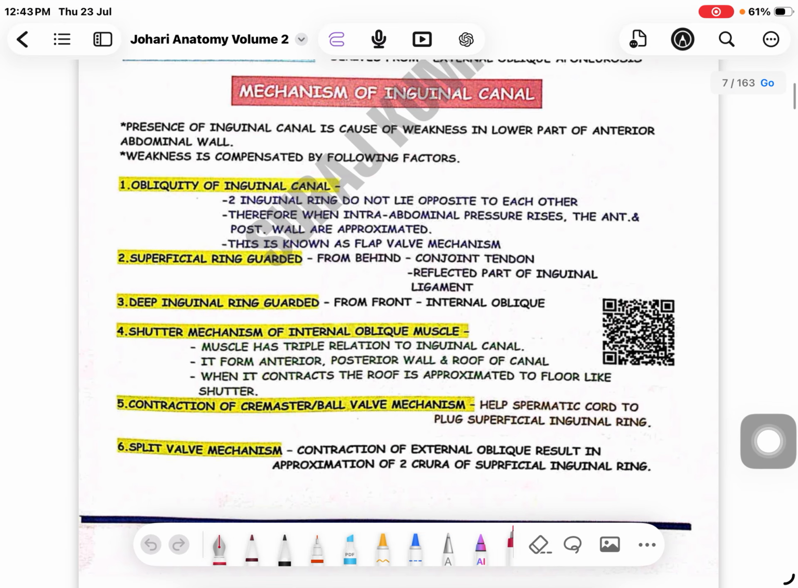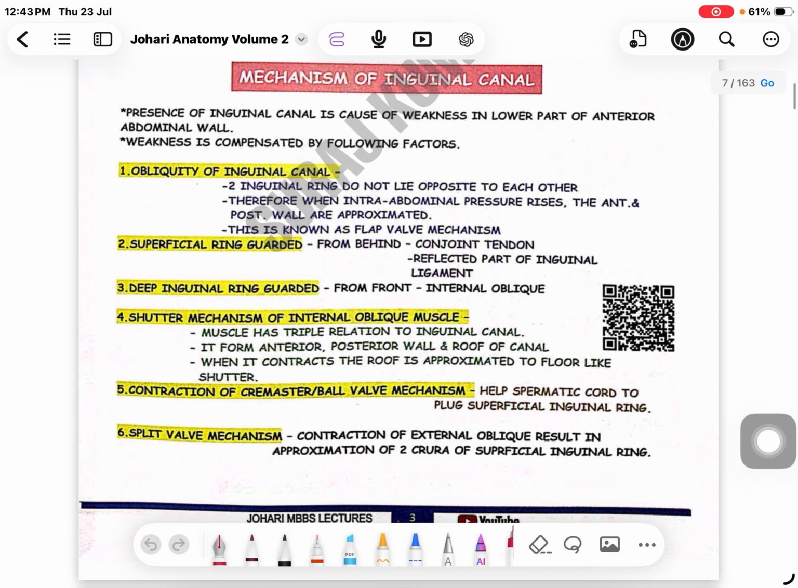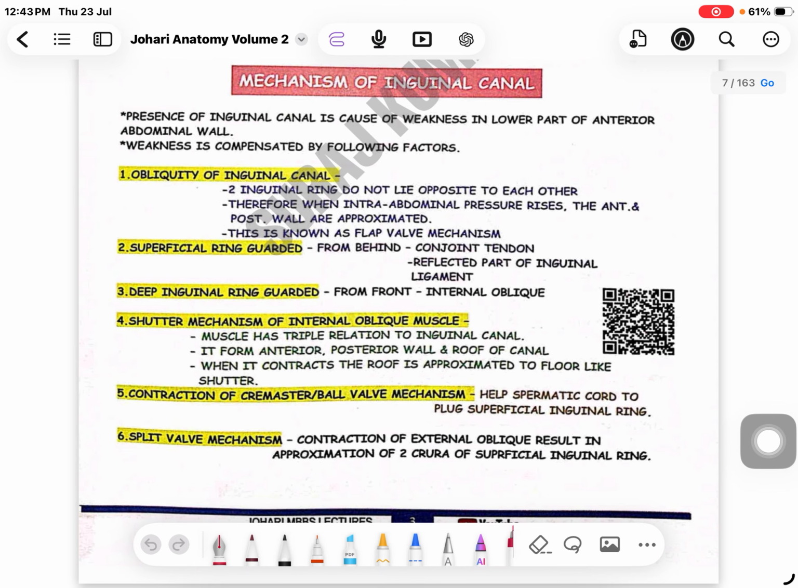Mechanism of inguinal canal: how does it prevent herniation, what is the mechanism of this inguinal canal? The presence of inguinal canal is a cause of weakness in the lower part of the anterior abdominal wall. Weakness is compensated by the following factors. We know that if any canal is present in the anterior abdominal wall, it will lead to weakness, meaning any abdominal content can come out through this canal. So if any content comes out through this canal, then it is a point of weakness there. So weakness is compensated by the following factors.